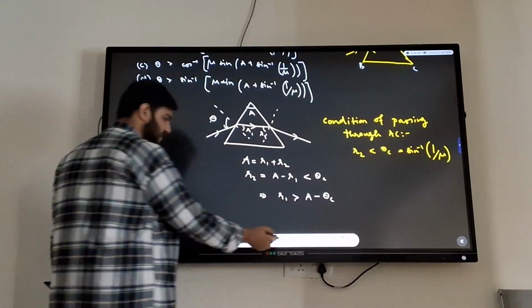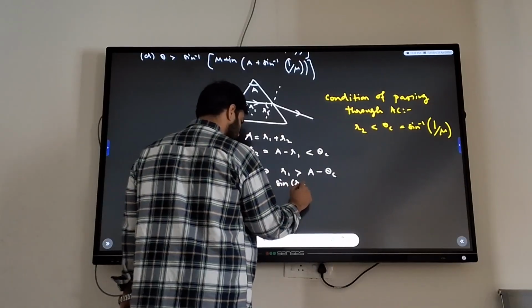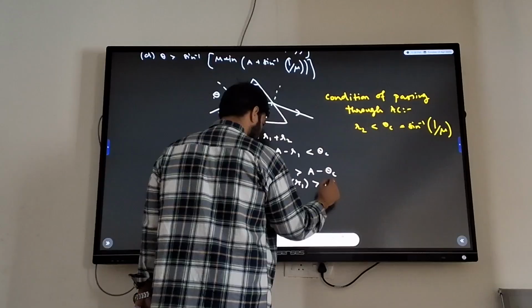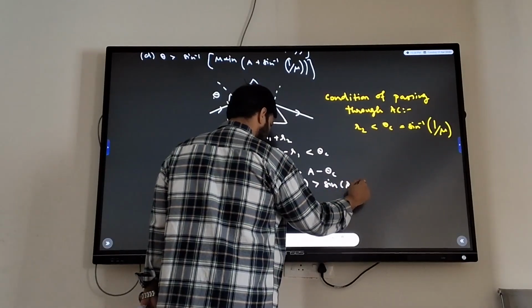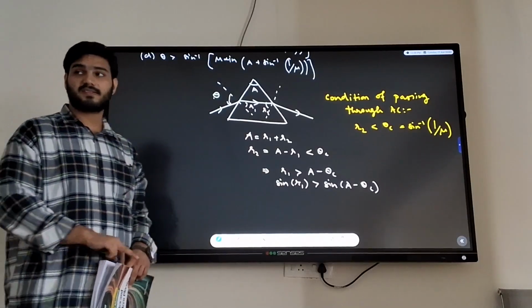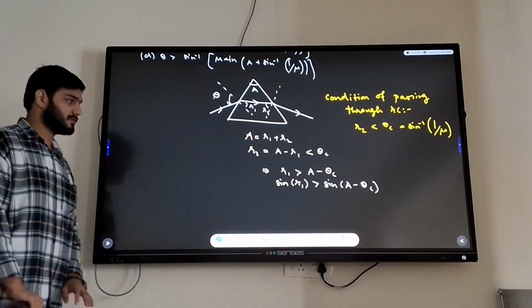Yes. What will be sine of R1 then? So sine of R1 should be greater than sine of A minus theta C. Please remember that this inequality will only hold if your sine is in the 0 to 90 degree domain. Only in that domain it will hold.